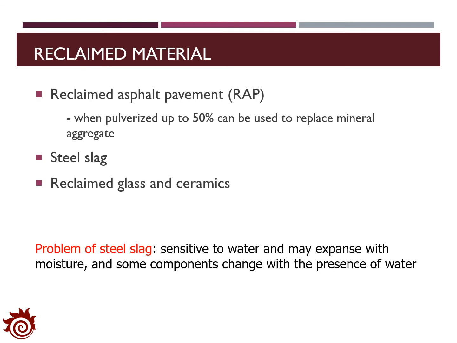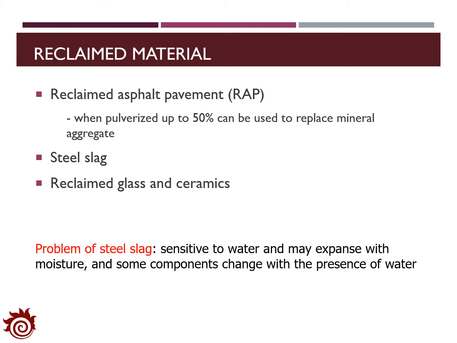Reclaimed materials are also commonly applied for base course design. One of the most common reclaimed materials is reclaimed asphalt pavement. When the asphalt pavement is pulverized, up to 50% could be used to replace the mineral aggregates. The second type is steel slag.